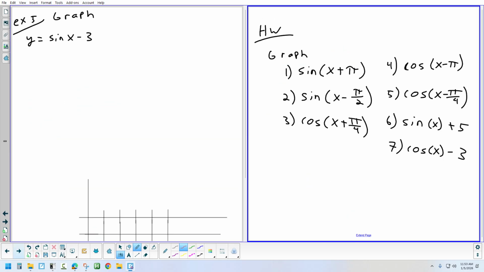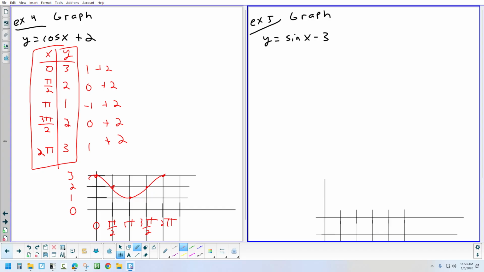All right, so let's finish up with a sine function shifted down 3. Okay, so Nick, what column is going to stay the same? Yes. Yep, and can you remind me what my x's are for sine? Was it 0, pi over 2, pi, 3 pi over 2, and 2 pi? Yep.